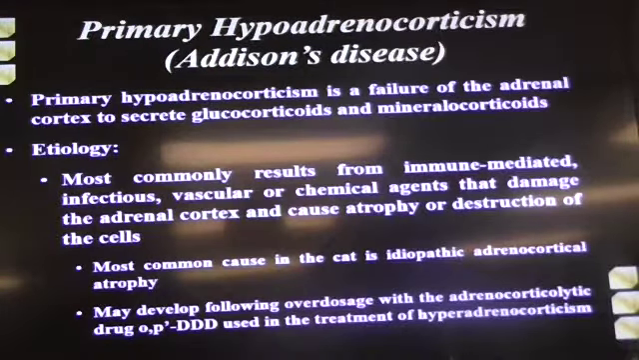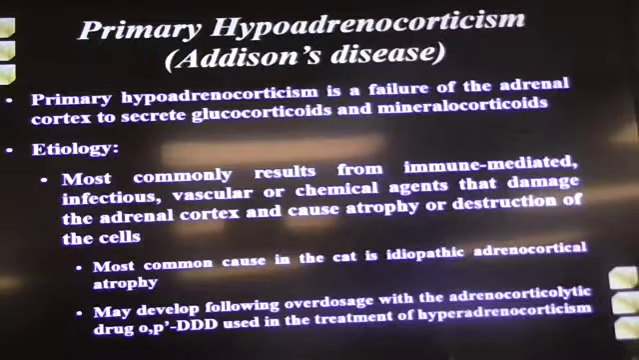Okay, so again, primary hypoadrenocorticism is called Addison's disease, and it's the failure of the adrenal cortex to secrete your glucocorticoids and your mineralocorticoids. Also your sex androgens to a certain extent, but basically they're not that important as far as the overall animal is concerned. Most commonly it results from immune-mediated, infectious, vascular, or chemical agents that damage the adrenal cortex, and then you have death of the cells, atrophy, etc.